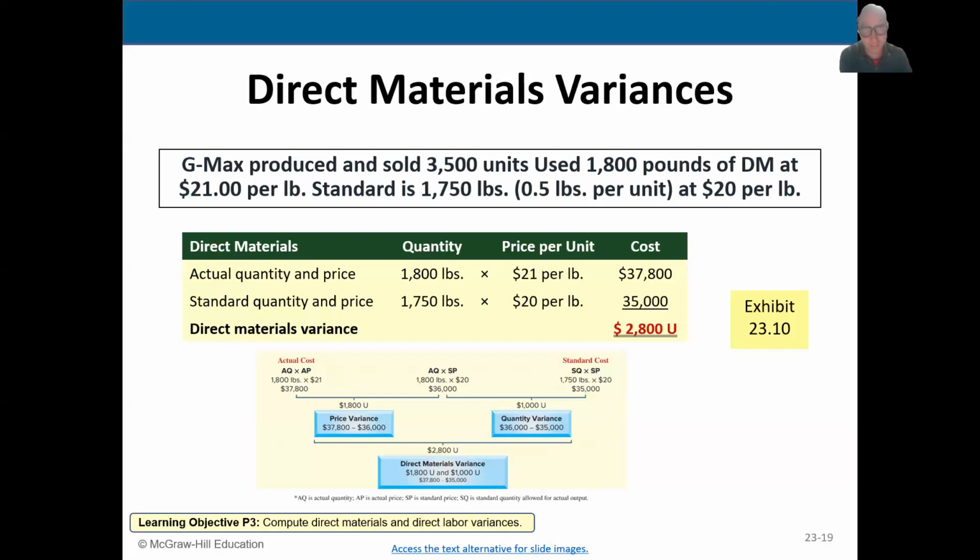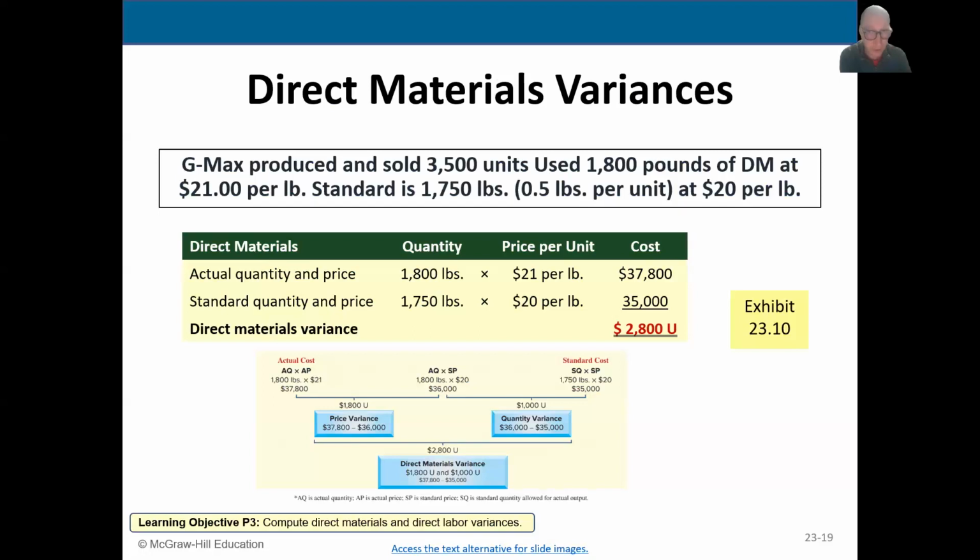So here's the data. We produced and sold 3,500 baseball bats. We ended up using 1,800 pounds of wood at $21 per pound. That's how much we actually paid. Our standard budget is 1,750 pounds at $20 per pound. So that means I paid $1 more per pound than I normally pay, and I ended up using 50 pounds of wood more than I should have. You see?